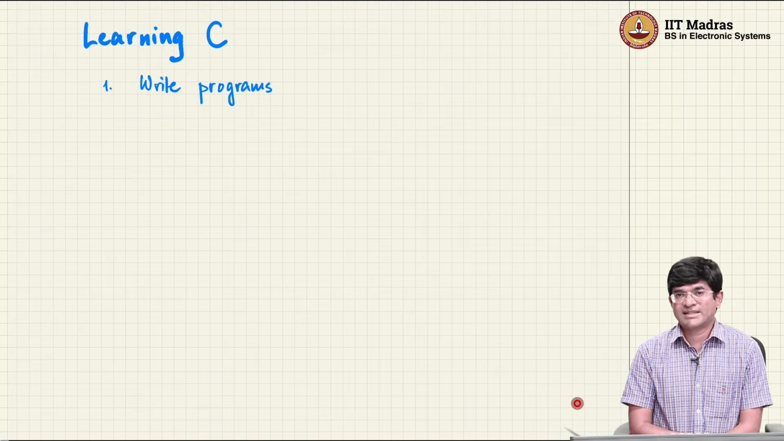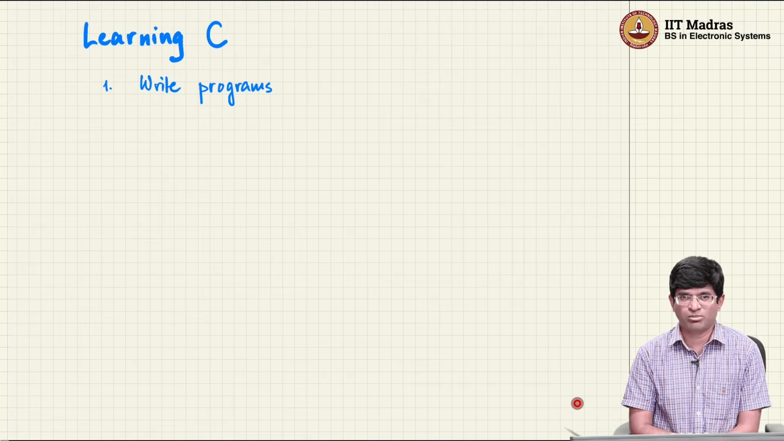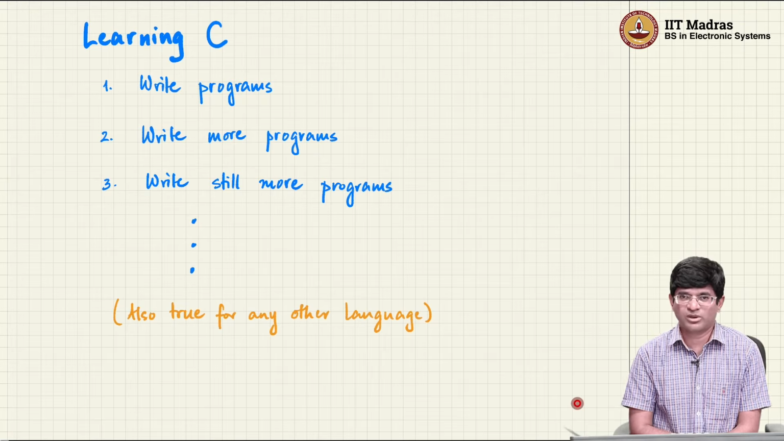So now let's get to the important part over here. How do you go about learning C? The first step for that would be you write programs. The second step would be write more programs. Third step would be write still more programs, and so on. And this is pretty much true of any programming language. You are not going to learn a language by learning its syntax. So that should be very clear to you.